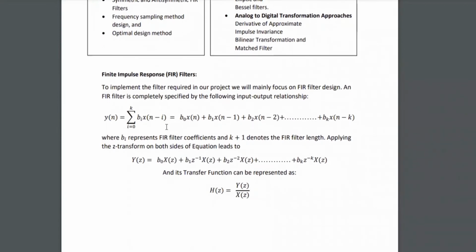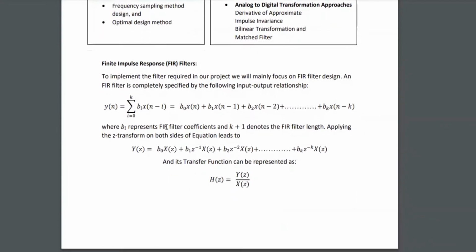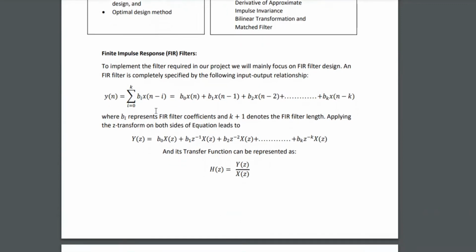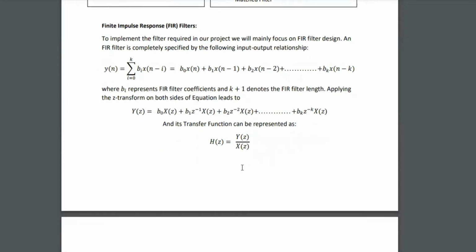Finite impulse response FIR filters. To implement the filter required in our project, we will mainly focus on FIR filter design. An FIR filter is completely specified by the following input-output relationship. Applying the Z transform on both sides of the equation leads to Y(z) equals b0 X(z) plus b1 z^-1 X(z) plus b2 z^-2 X(z), and so on. And its transfer function can also be represented as H(z) equals Y(z) by X(z).